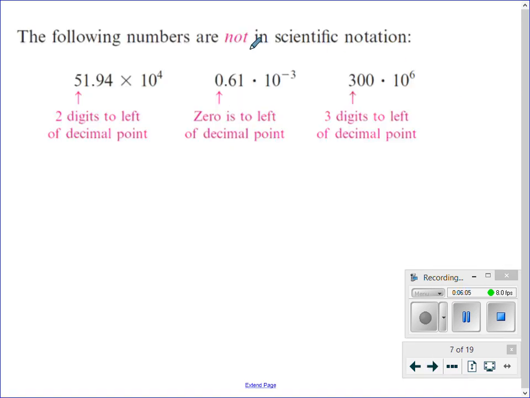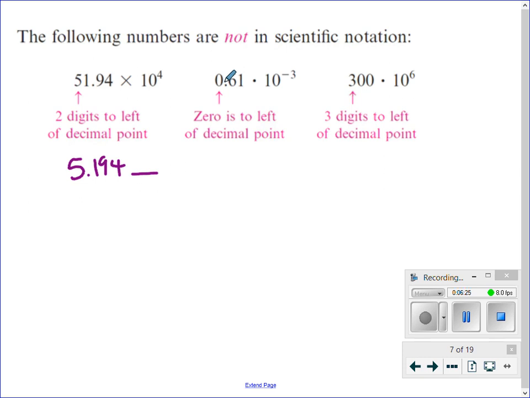So, these are not scientific notation. The reason being, this one has 2 digits right here left of the decimal point. If we had 5.194, and then I'm not sure about that part yet, we'll go over that, but this is scientific notation, this is not. This one has a 0.